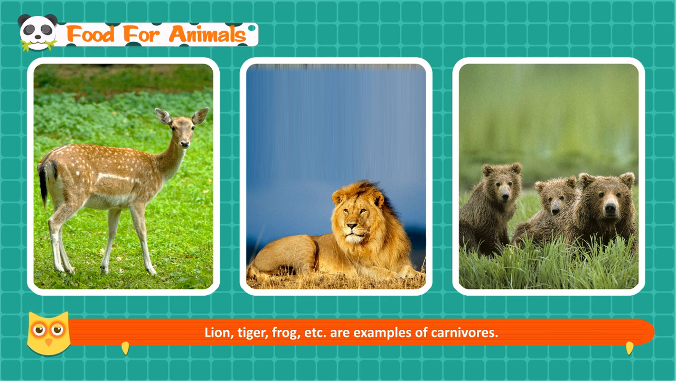Animals that eat both plants and animals as food are known as omnivores or omnivorous animals. Crow, dog, bear, and man are some examples of omnivorous animals. Animals that eat dead animals or leftovers of animals hunted by lions, etc. are called scavengers. Hyenas, jackals, and vultures are examples of scavengers.